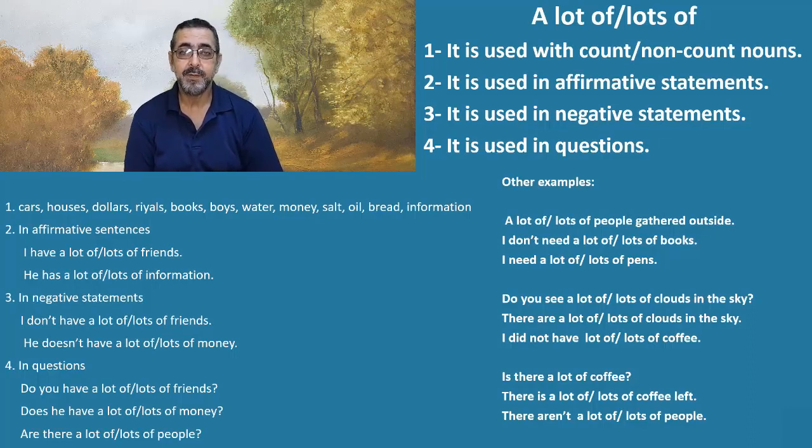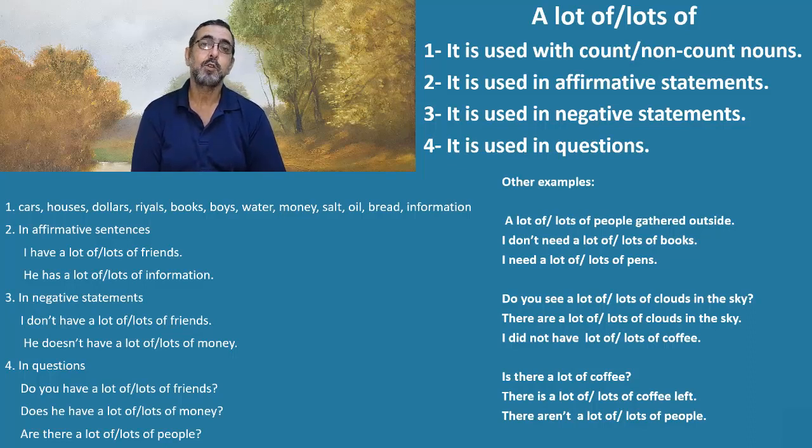Of course, notice the verb. Okay, if we are talking about plural countable nouns like people, there aren't a lot of people. The verb is in the plural, are, with people. But if we are talking about non-count nouns, coffee for example, the verb we use is singular. There is a lot of coffee. When we talk about clouds, we say there are a lot of clouds. So if we talk about something non-count, we use a singular verb. If we talk about plural, we use a plural verb.